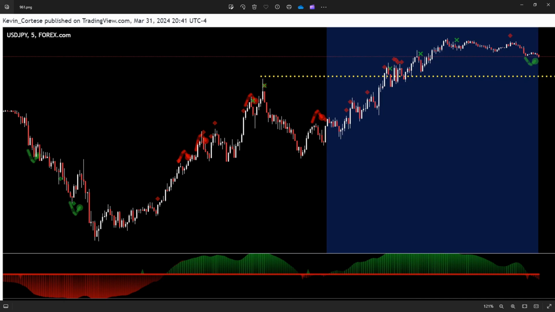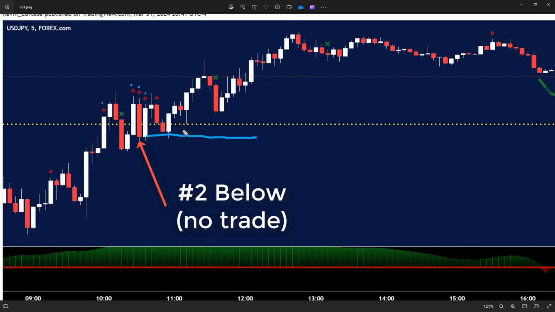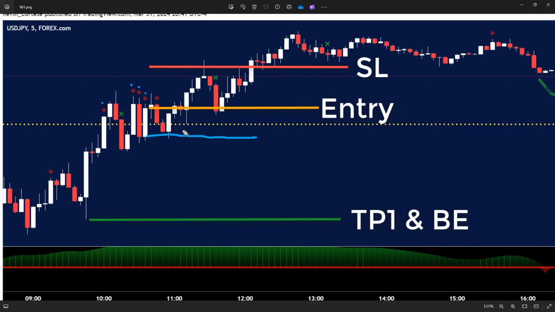Here we closed above, so we're looking for shorts. So on the 5-minute, we get 1 point, 2, 3, 4, 5, 6, cancels out. 1 point, 2 points, 3 points. We're looking for short, but we're below the line. Here, stop loss would be up here somewhere. And of course, we end up taking the loss.